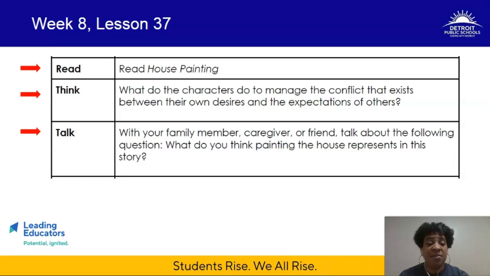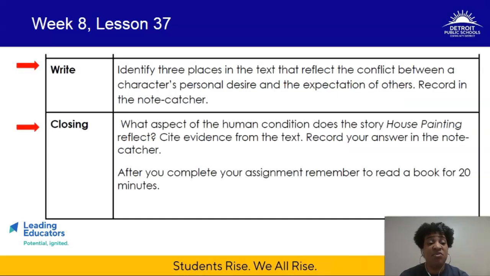With your family member, caregiver, or friend, talk about the following question. What do you think painting the house represents in this story? You're going to then move on to the write section. You're going to identify 3 places in the text that reflect the conflict between a character's personal desire and the expectation of others, and you're going to record that answer in your note catcher. And then when you close for today, what aspect of the human condition does the story House Painting reflect? And you're going to cite evidence to support from the text. So remember our routine. Read, think, talk, write, close.